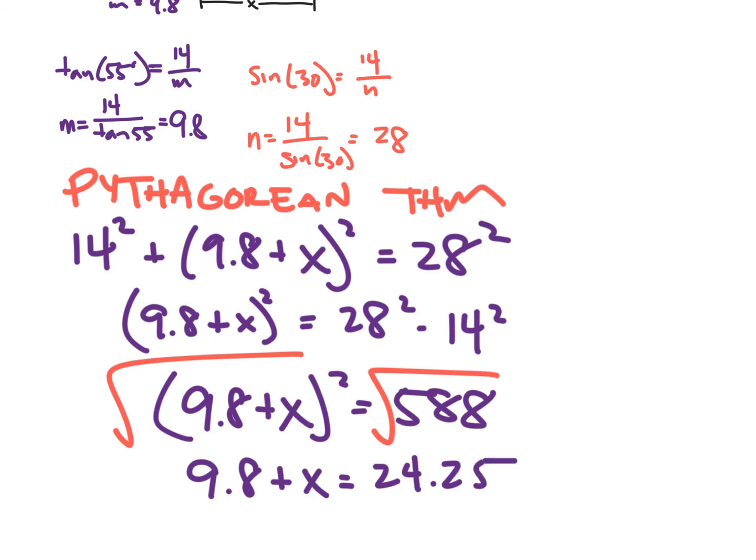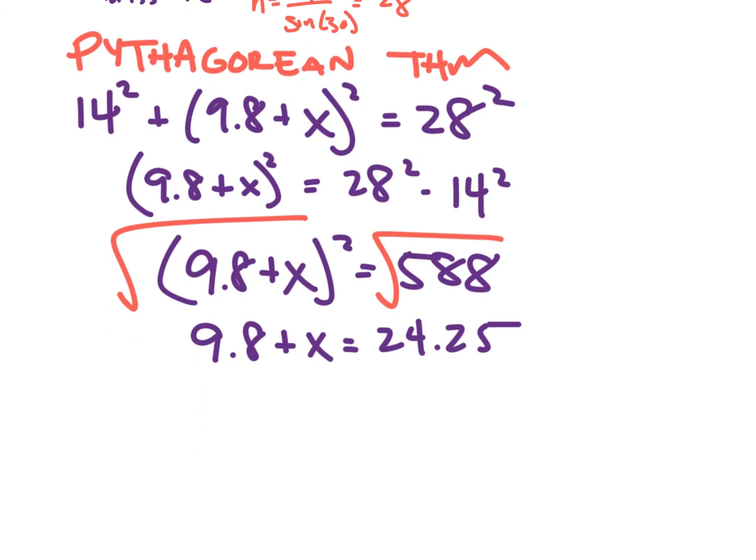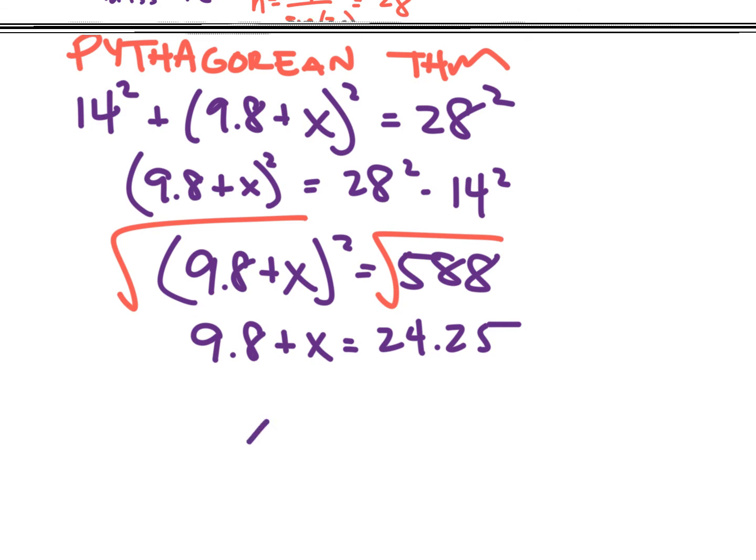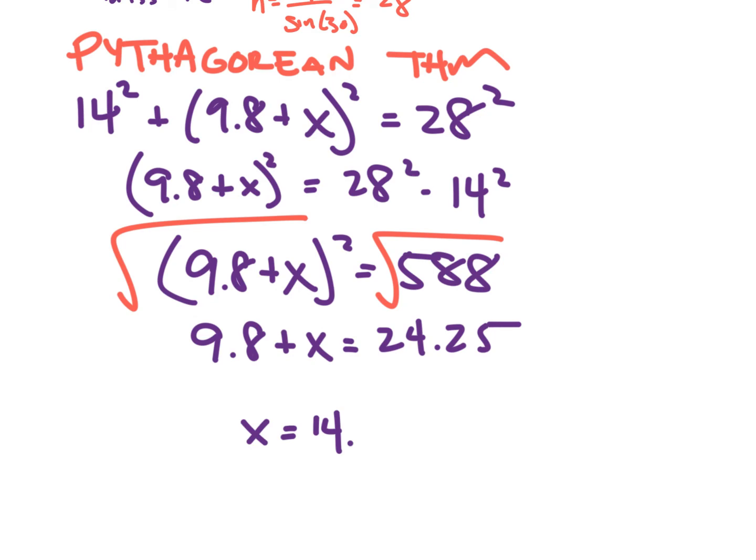24.25. Subtract 9.8 from each side, and we get that x is equal to 14.45.